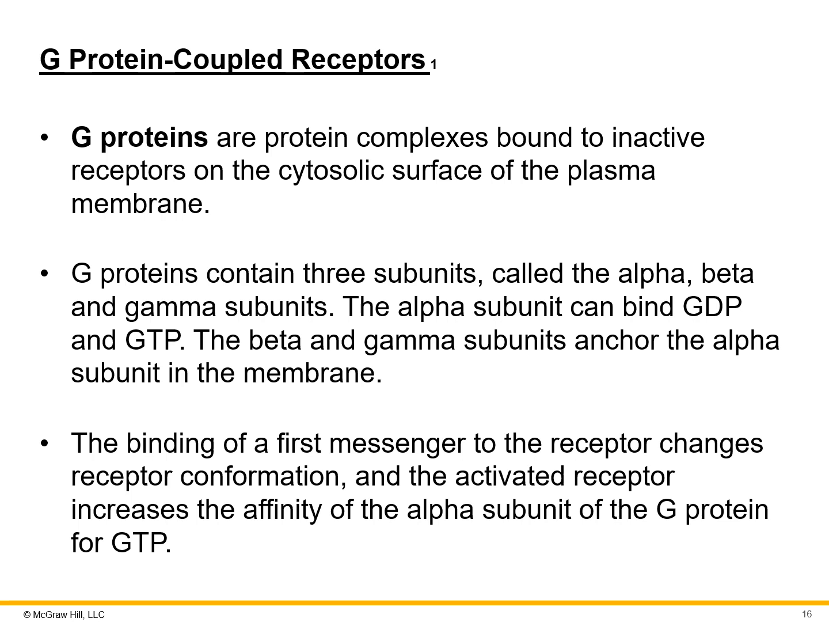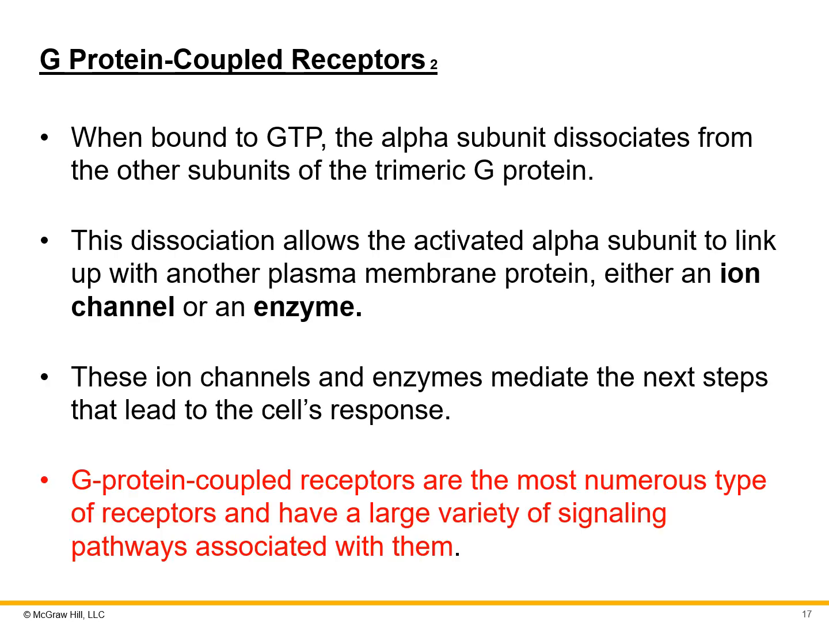The binding of a first messenger, so your water-soluble messenger, to the receptor changes the shape, and the activated receptor increases the affinity of the alpha subunit of the G protein to attach that GTP energy particle to it. When bound to the GTP, the alpha subunit dissociates or moves from the other subunits, beta and gamma, of the trimeric G protein. Okay?